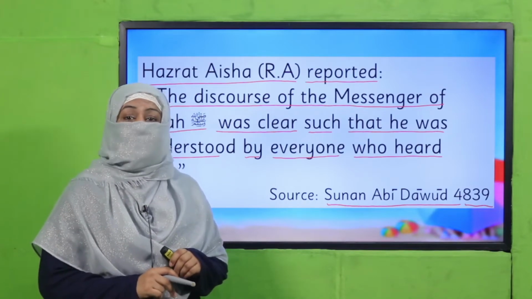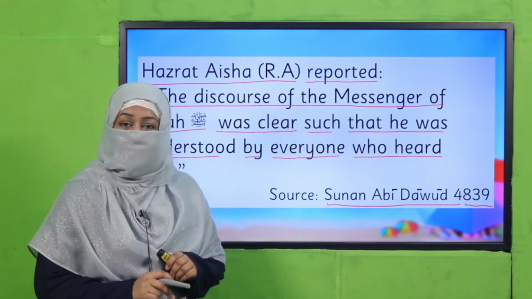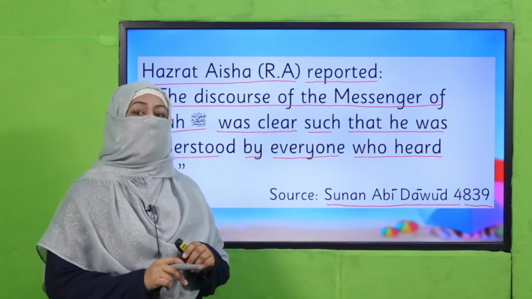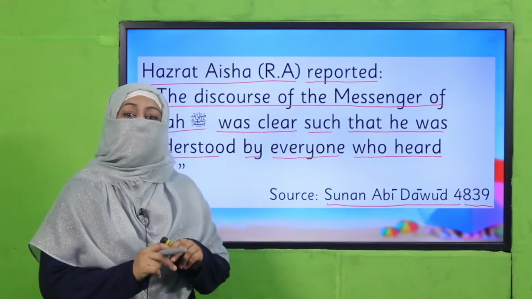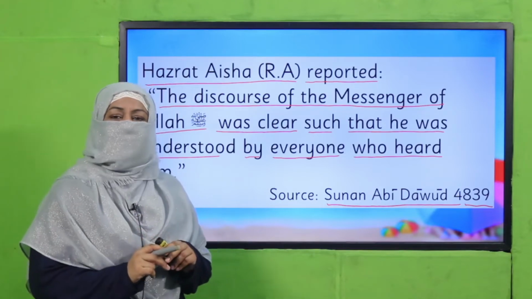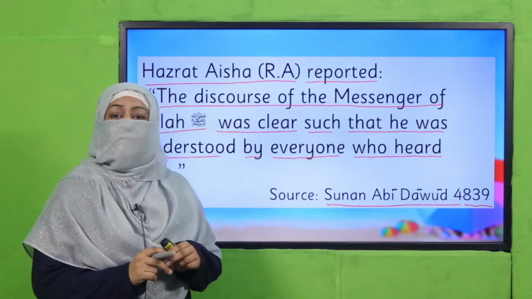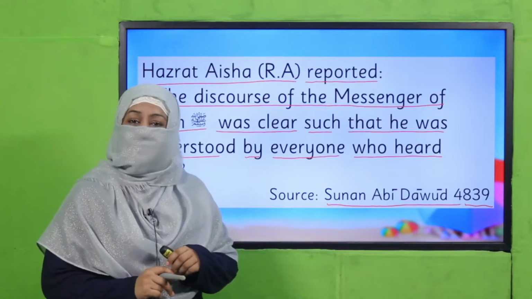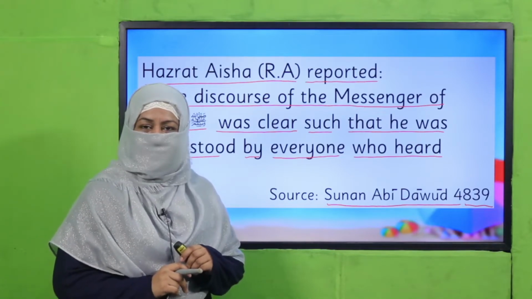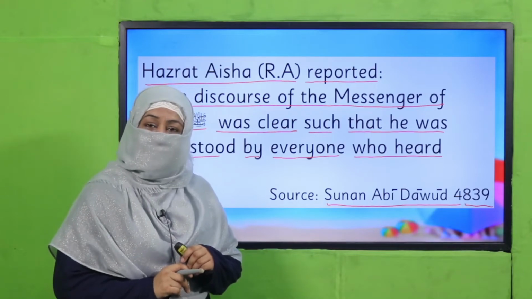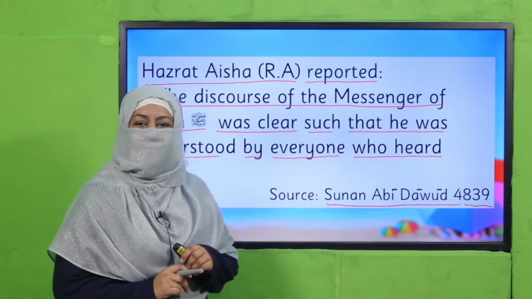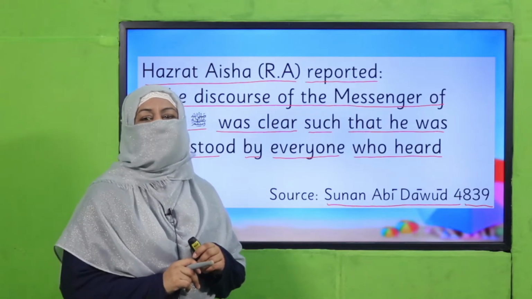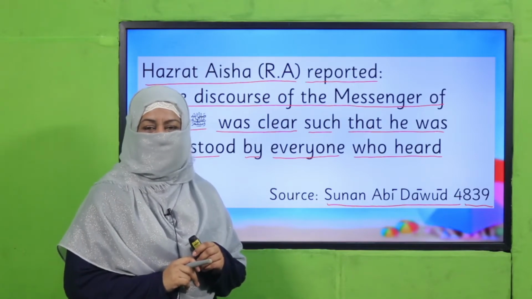This hadith is teaching us a beautiful sunnah of our beloved Prophet Hazrat Muhammad Sallallahu Alaihi Wasallam, that we should speak clearly. So beta, whatever we say, we should say it clearly so that the listener can understand what we are saying. And whenever we speak clearly, it means we are following the beautiful sunnah of our beloved Prophet Hazrat Muhammad Sallallahu Alaihi Wasallam.